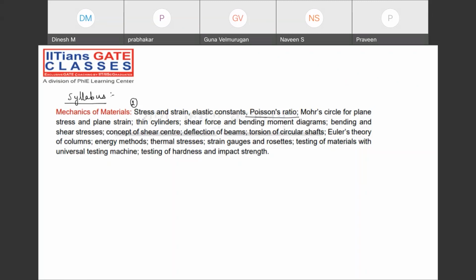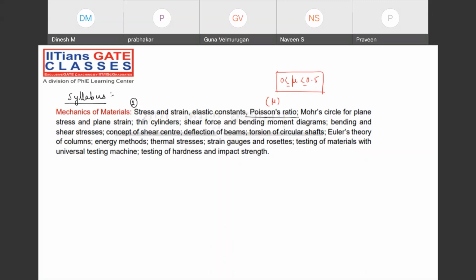So basically the ratio of the lateral strain to the linear strain, we define this particular term to be Poisson ratio. Now tell me, what is the value of the Poisson ratio? Generally Poisson ratio will be varying from 0 to what? 0.5. This is the value of Poisson ratio. We denote it by mu. That is one of the elastic constants we have. Poisson ratio is one of the elastic constants.